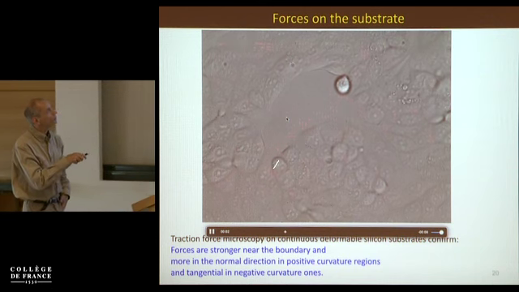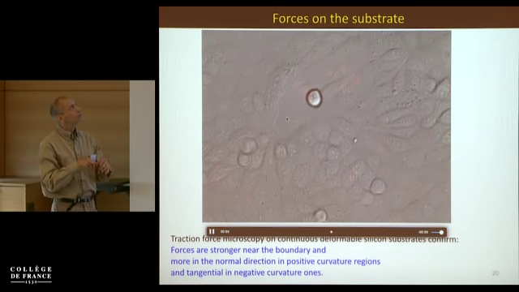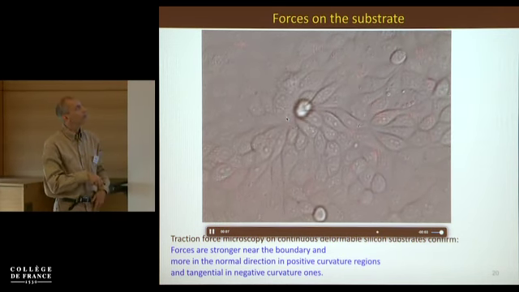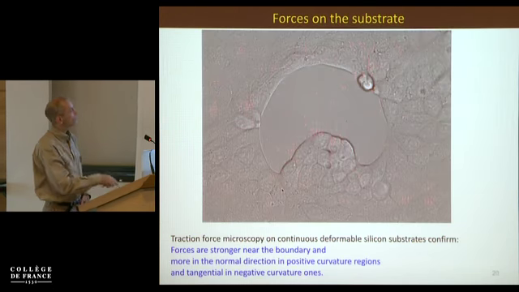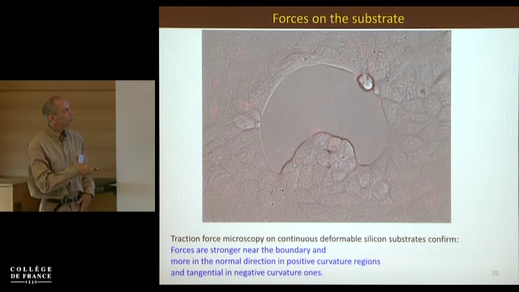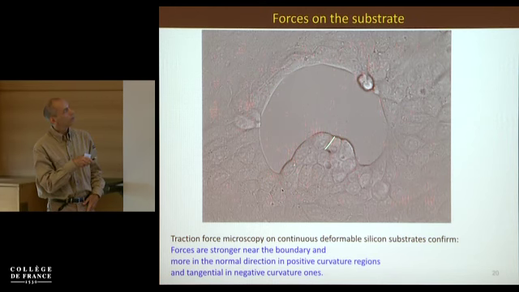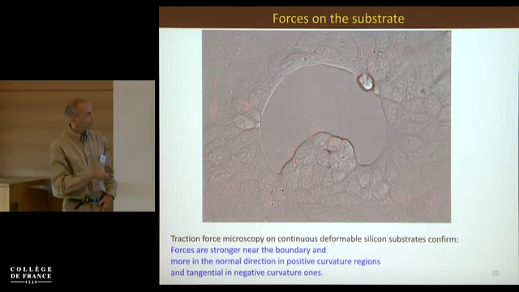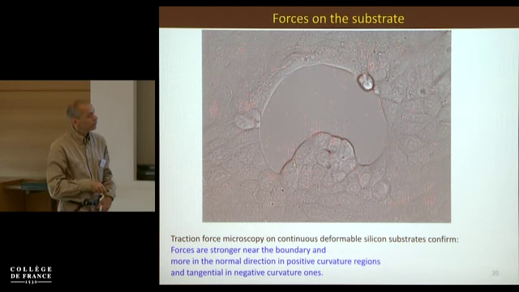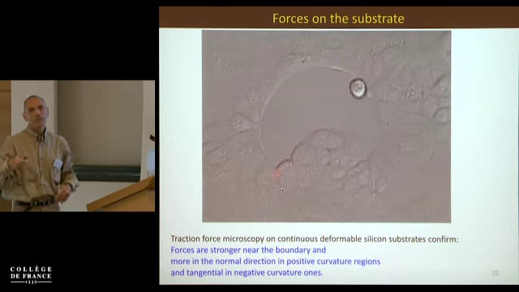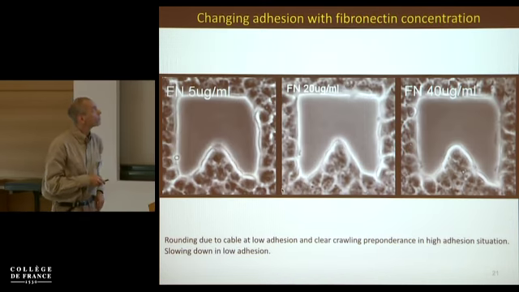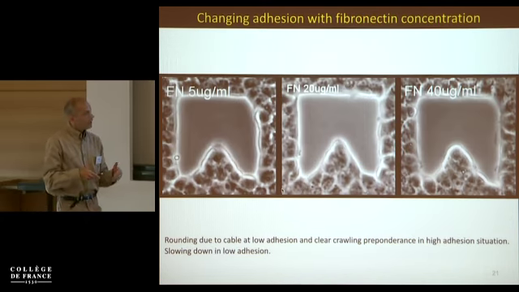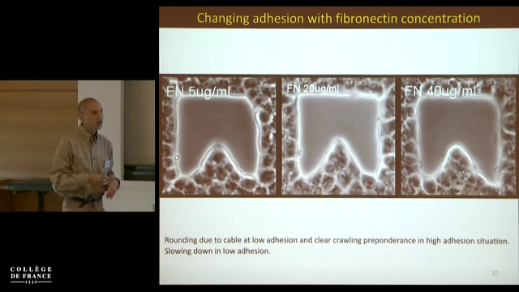So you get all these deformation fields of your substrate, which are giving you information about how your cells are pulling on the things. And again, you can see that the forces are stronger near the boundary, and that they are more normal in the positive curvature areas and more tangential in the negative curvature ones. So everything is sort of adding up to this type of picture of curvature and mechanisms being related to each other.